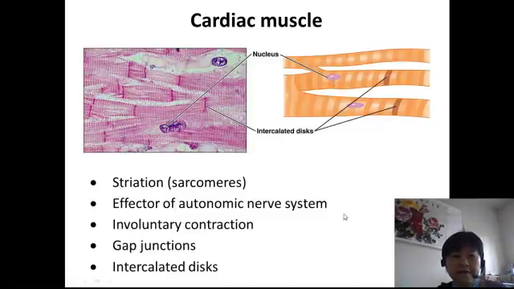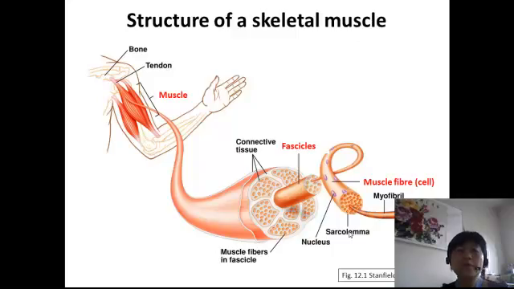Having talked about the characteristics of these three types of tissue, we would like to concentrate on the skeletal muscle. Let's look at how skeletal muscle is connected. On the left side on top, we can see that skeletal muscles are connected with the bones by tendons, and with the movement of the joints and the bones, the muscle is able to contract.